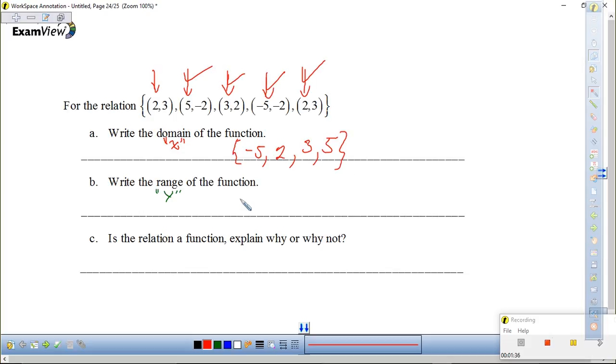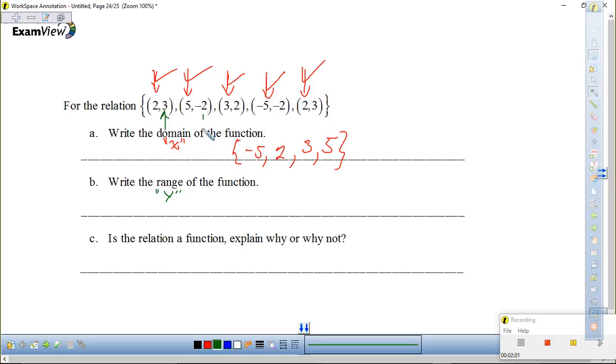What did you guys notice? There's two 2's. Did I write it twice? No, they do not repeat. If you already wrote it once, check it off because you only write it once in the domain. If you repeat any numbers in the domain, I'm docking you a point, so be careful with those. With that same idea, let's look at all the Y values.